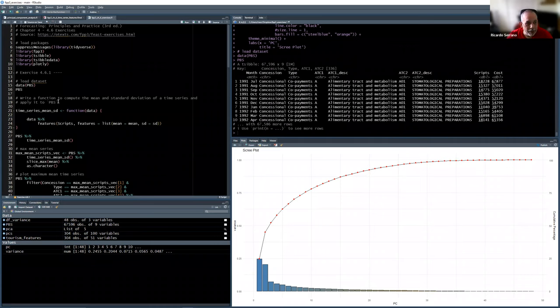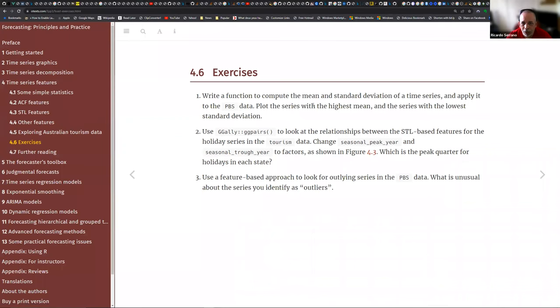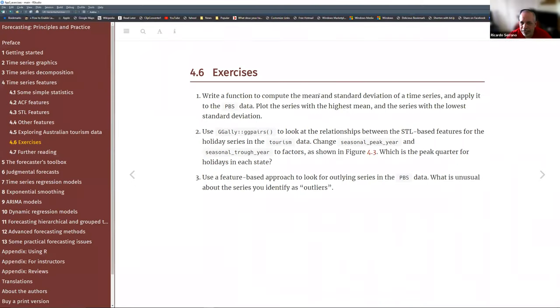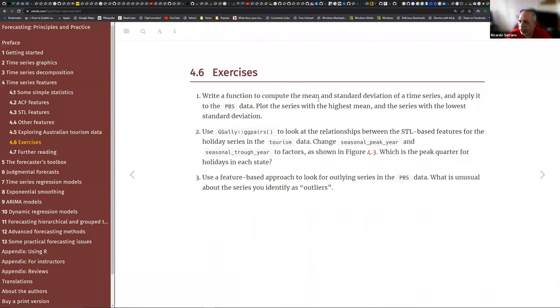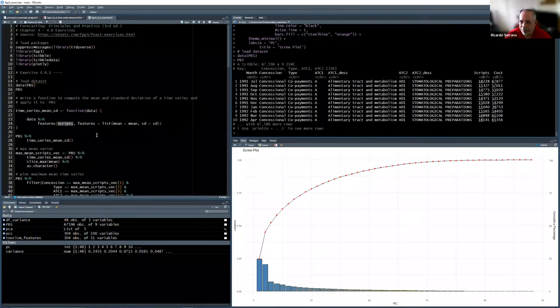So write a function, right? Well, writing a function is not that bad. When you start assembling your function, you have your data, a data frame, which is going to be the PBS. And then you're going to choose, in this instance, the scripts. The exercise doesn't say it, but I assume that it was the scripts. For some reason, I didn't bother about the cost, but you can do the same analysis for the cost. It doesn't matter, but you have to choose one of them, okay?